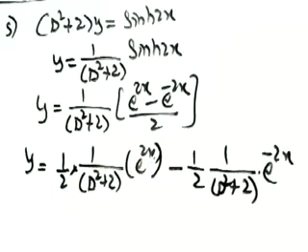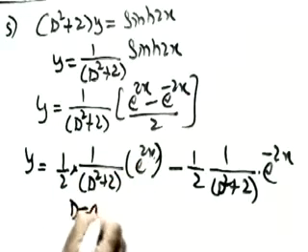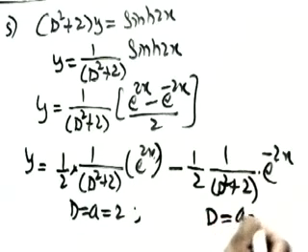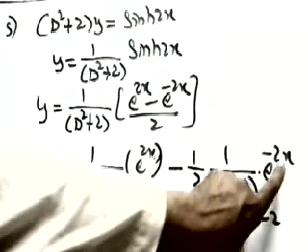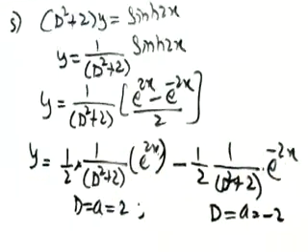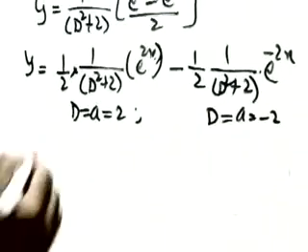So these two are different questions. Here the value of a is 2, so we have to substitute D = a, that is 2. Here we have to substitute D = a, which is −2. In e^(ax), a here is −2, and there it is 2. So let me change now.